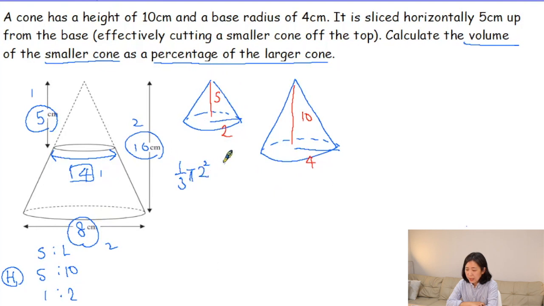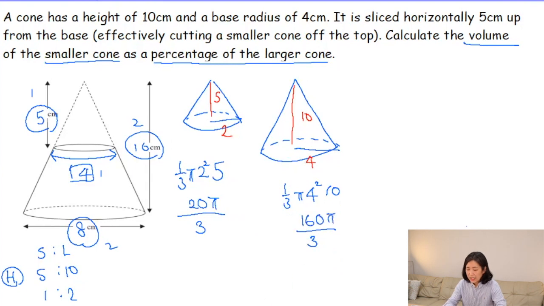We found all the sides: 1/3 pi r squared times height, that's 5, right? And then the big cone will be 1/3 pi 4 squared times 10, right? Now let's calculate it. It will be 20 pi over 3, and the big cone will be 160 pi over 3.